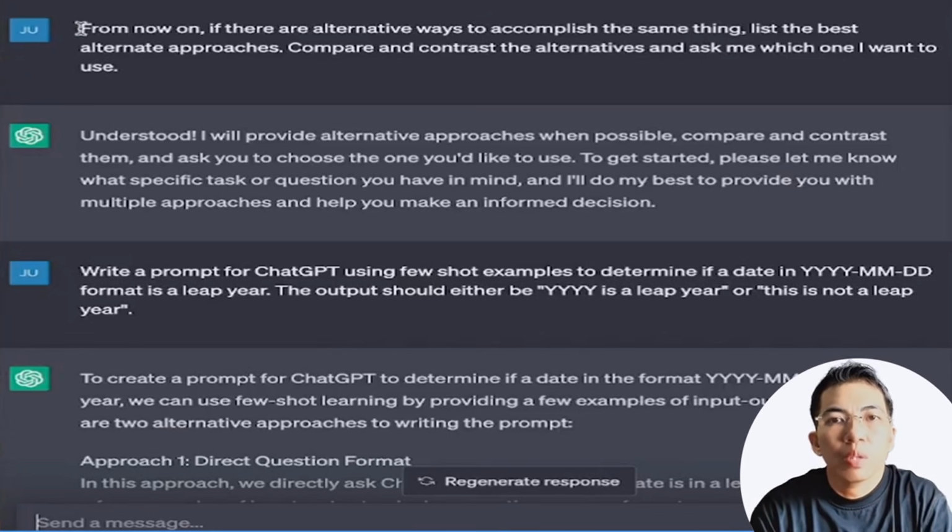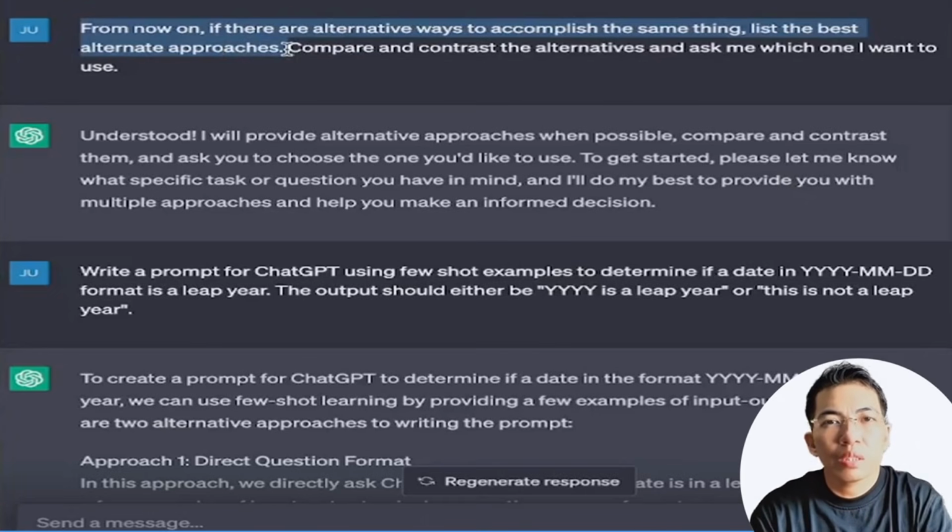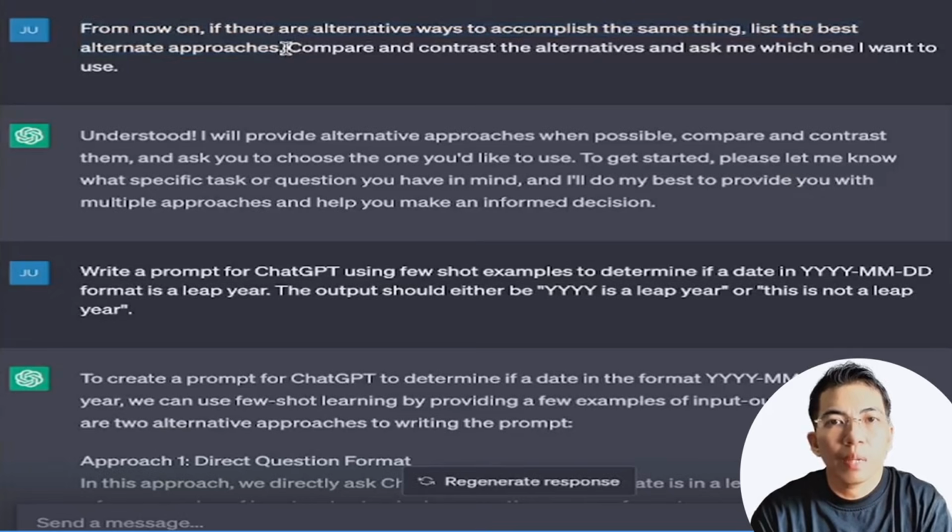We're going to do the alternative approaches pattern. We're going to say: from now on, if there are alternative ways to accomplish the same thing, list the best alternative approaches. This is a very generic wording. It's probably better to structure it very precisely to the task you're working on and provide more rich context, but I'm going to show you that even with fairly generic wording, we can get this pattern to work for us. Then I'm going to say compare and contrast the alternatives and ask me which one I want to use. So I'm adding a little to this pattern: give me the alternatives, but also compare and contrast them, so maybe that'll help me think through which one better fits my situation, by seeing the pros and cons of each approach.